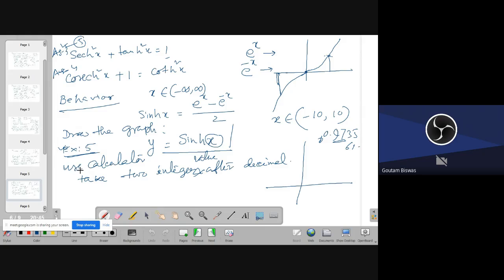And here, use a calculator. Only one graph I have given. That will take some time to draw. Understood? And the range is minus 10 to plus 10. So only 20 points. So 20 times you have to calculate sine hyperbolic x in your calculator. And I think all of you know how to use the scientific calculator. If you don't know, then this is very unfortunate. You just learn it.